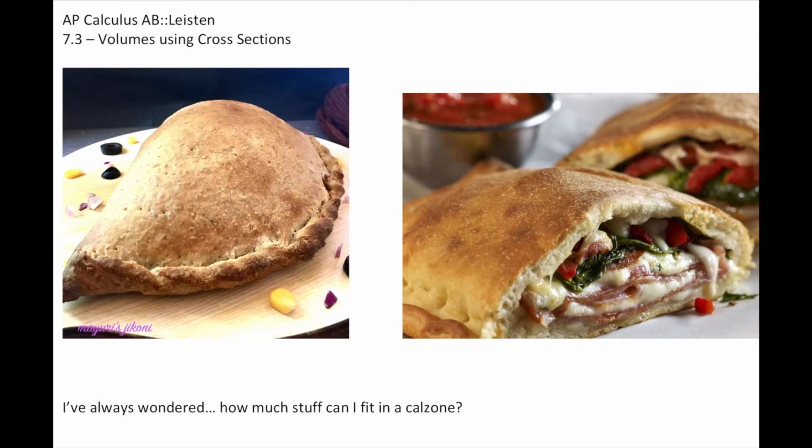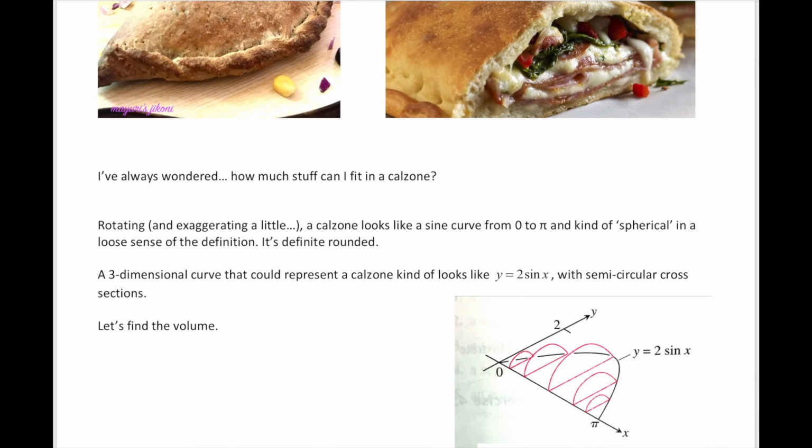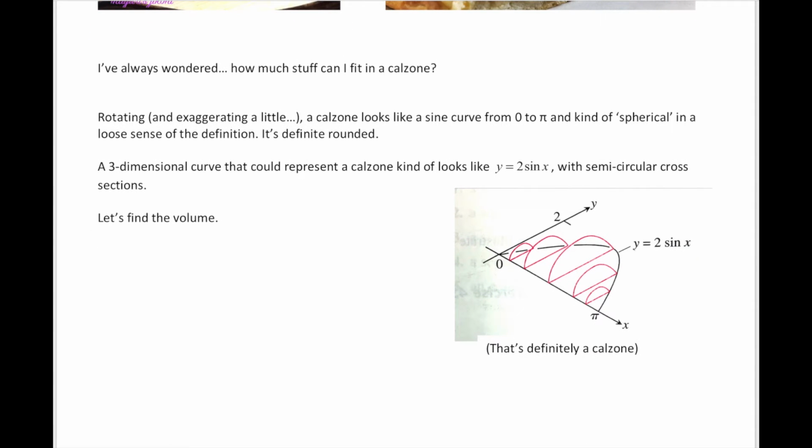So today we're going to use calculus and figure this out. We're going to model this and then, using an integral process, find the actual volume of that weird shape. Now I look at that, and if we rotate it, smush it around, kind of exaggerate it a little bit, I think that calzone looks an awful lot like the curve y equals 2 sine x.